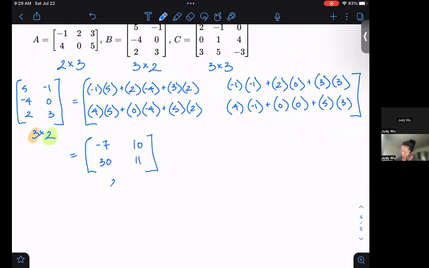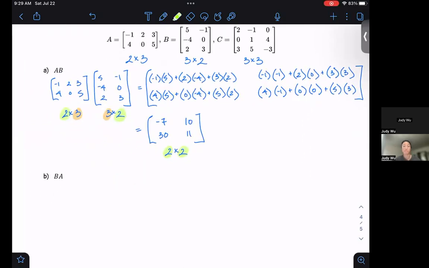And so I see here that my answer is actually a 2 by 2 matrix. Okay. So when we're multiplying matrices, write out the dimensions first. You want to make sure that these inner ones match. That means we can do it, but the outer dimensions actually tell you how big your final answer is going to be. Okay, so you kind of know when to start and when to stop.